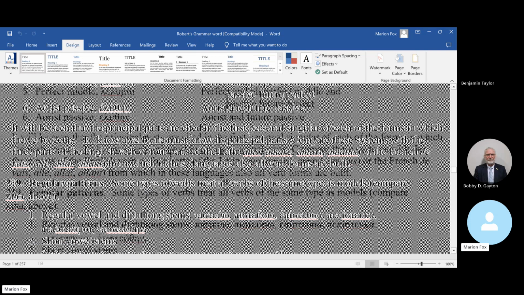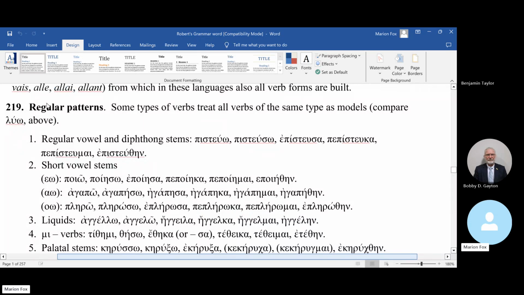Now, some types of verbs treat all verbs with the same type as models, like luo. Luo is standard. It doesn't have forms that are different. And so we have here regular vowel and diphthong stems, pistuo and pistuso, epista, epistusa, pepistuska, pepistuma, epistuthane. And so this pistuo, I believe, has this regular form.